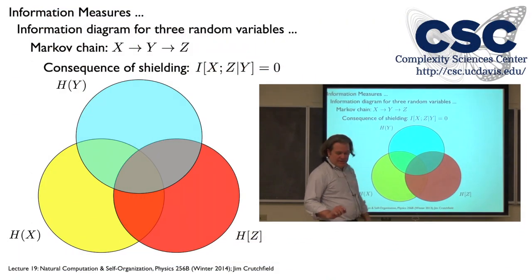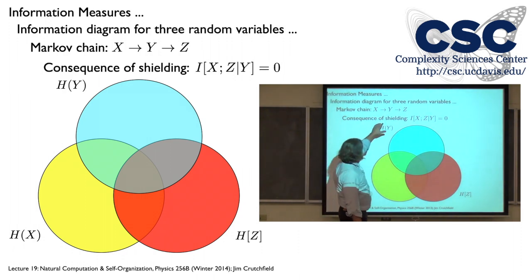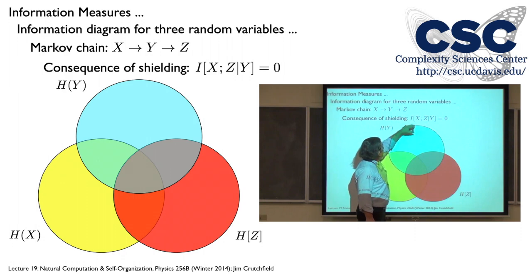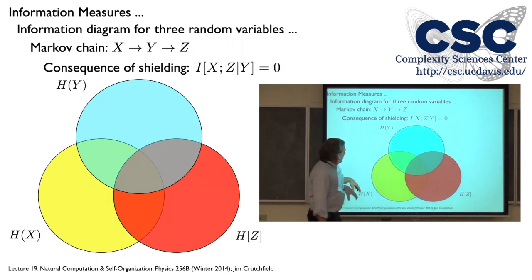Okay, so now just to kind of exercise some of this, I mentioned just before a Markov chain. So you remember Markov chain, we denoted x goes to y goes to z, and there's this notion of shielding. If I fix y, z and x are independent, okay? And we express that this way. The consequence is that mutual information between x and z conditioned on y is 0. Okay, so question, how does that change our general 3-variable I diagram?